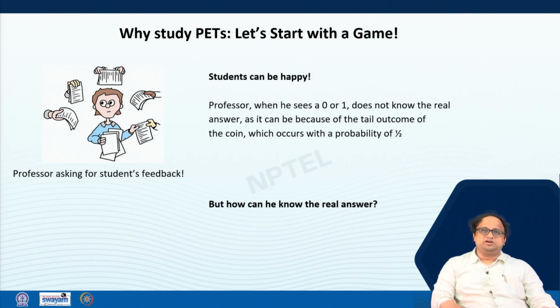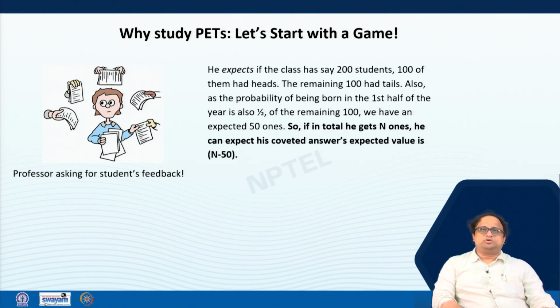How do we really know the actual answer? Imagine that you have a class population of 200 students, and assuming that your coin is a reasonably good coin with a probability of head being half and tail being half, I can assume that 100 of them are expected to result in heads and 100 would result in tails. Also observe that the second question, whether you are born in the first half of the year or the second half, also has a probability of half. So of the remaining 100, we can expect around 50 being ones, because that probability is also half.